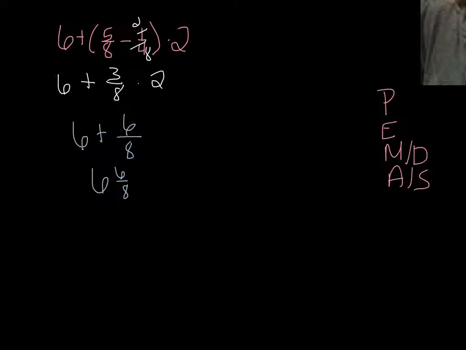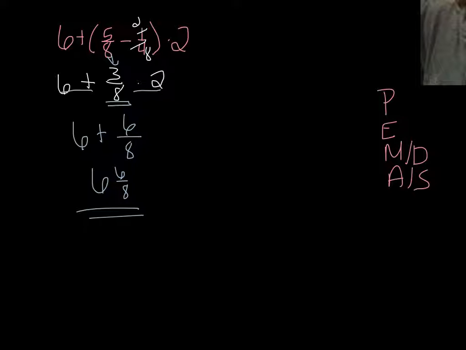Let's check your work. This expression simplified should result in 6 and 6/8. We'll go back and see how that worked. We started with the parentheses. 5/8 minus 1/4. When I go and make the common denominators, I end up with 5/8 minus 2/8, which gave us 3/8. I dropped that down. Then I went and brought down the rest of what the expression had. So I brought down the 6 plus and the multiply 2.